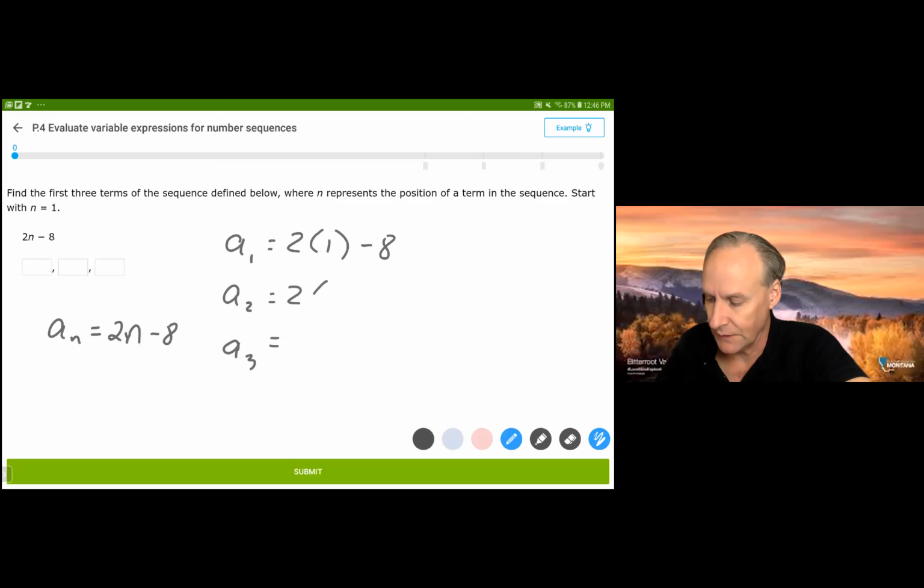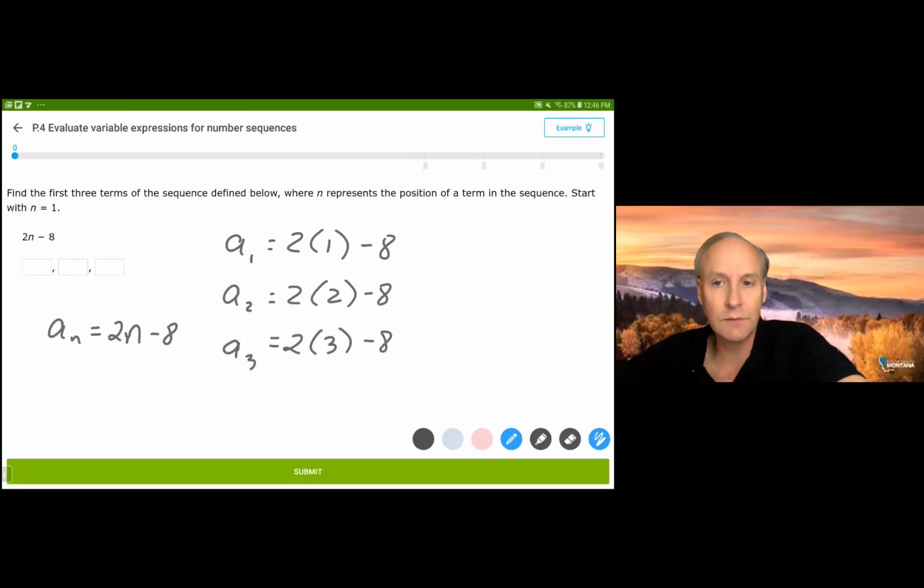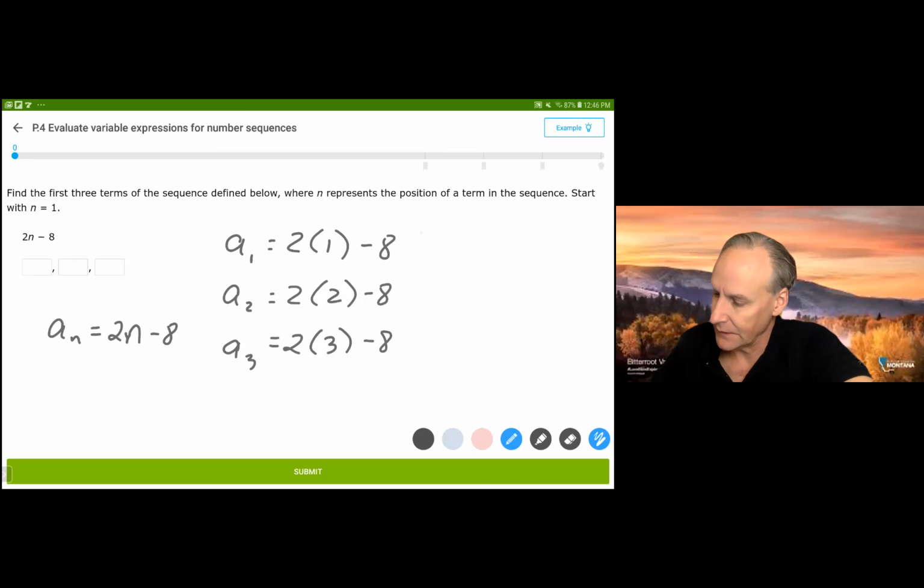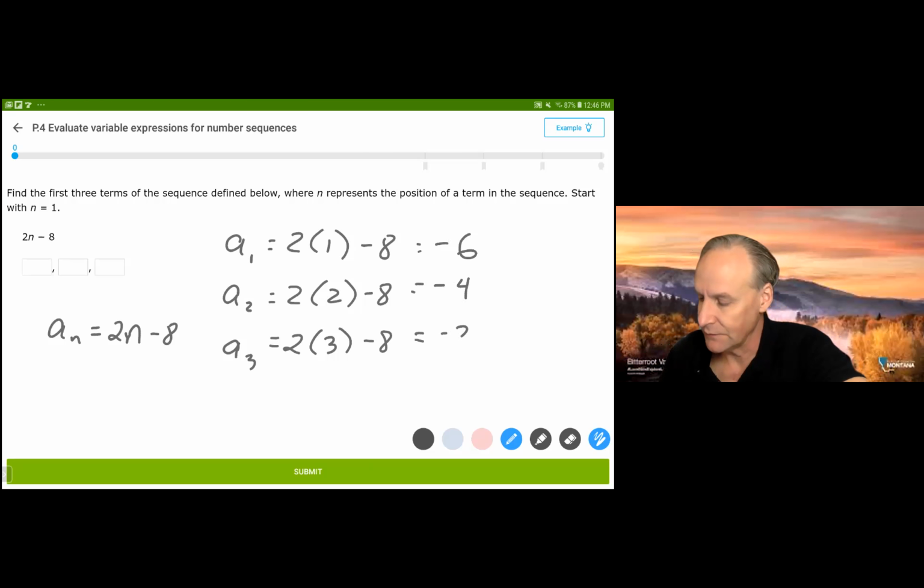And in this one, it's 2 times 2 minus 8. And in this one, it's 2 times 3 minus 8. These are the first, second, and third terms in what we call an arithmetic sequence. So let's take a look. 2 minus 8 is negative 6. That's the first term. 4 minus 8 is negative 4. That's the second term. And 6 minus 8 is negative 2, which is the third term. Now, that's the long way to do this.